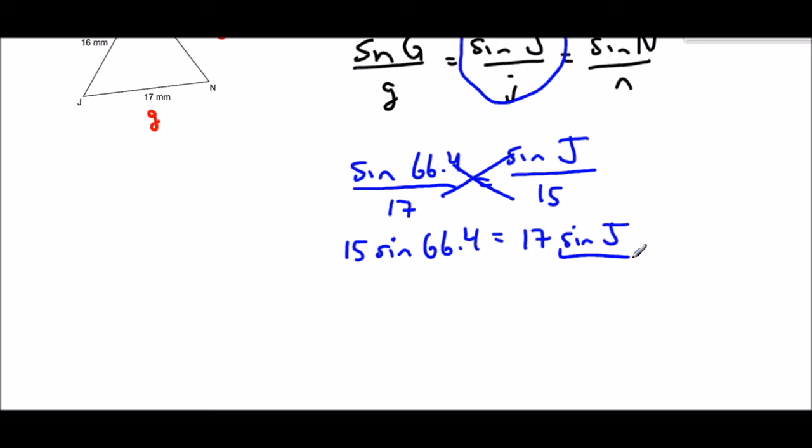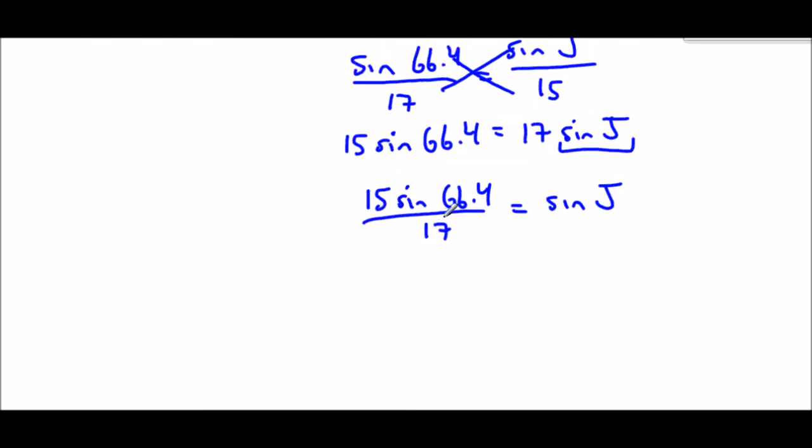Now I want to isolate sine J, which means I need to get rid of multiply by 17. And of course, to get rid of multiply by 17, we divide by 17. Boom. And that gives me the value of sine J. So at this point, I am going to calculate it in my calculator. 15 times sine 66.4 equals, and then divide by 17.